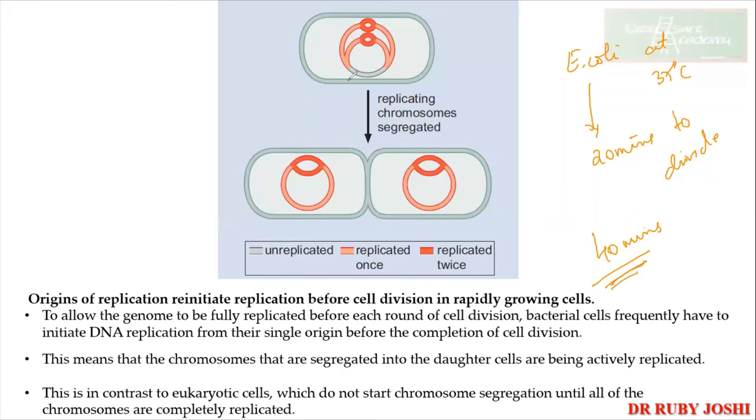So in the case of E. coli, what happens is, as you can see in the figure, you have the E. coli genome inside, and you can see that the moment it is reaching its termination sequences, the second round of replication has started. So while it is getting separated, along with the cell division, you can see that the second round of replication has already initiated.